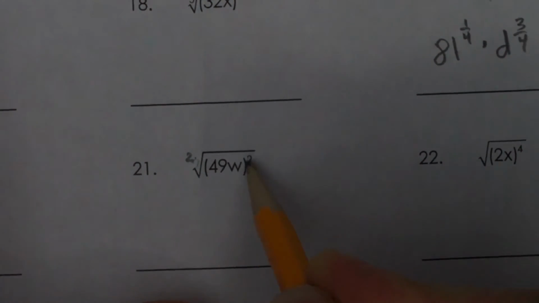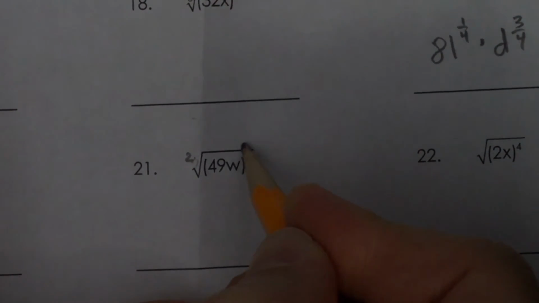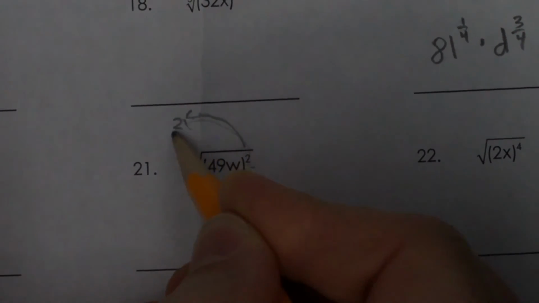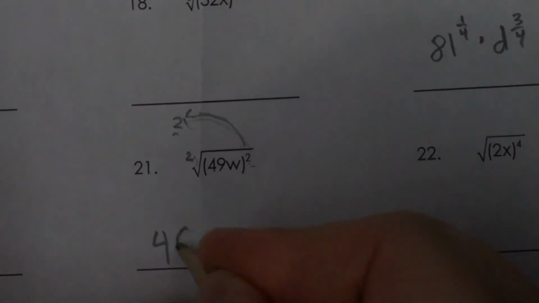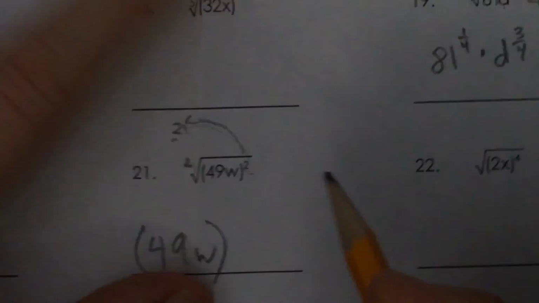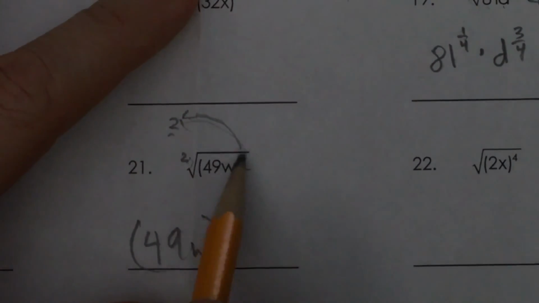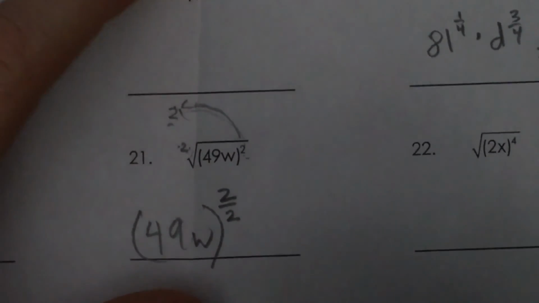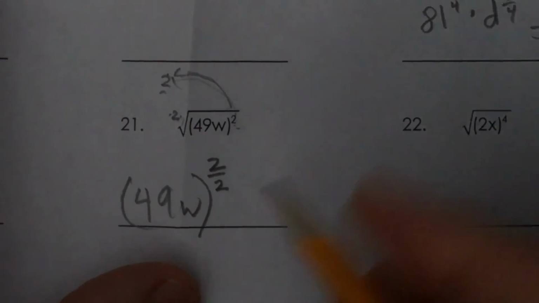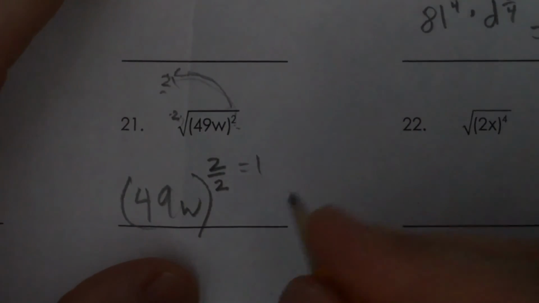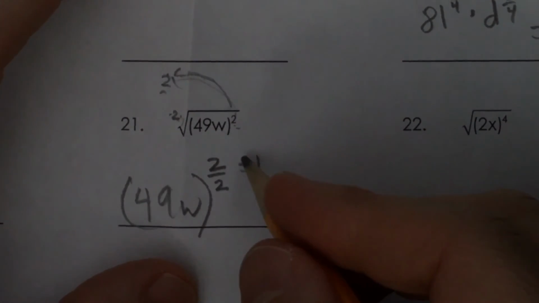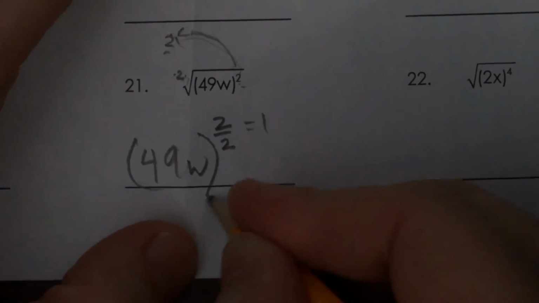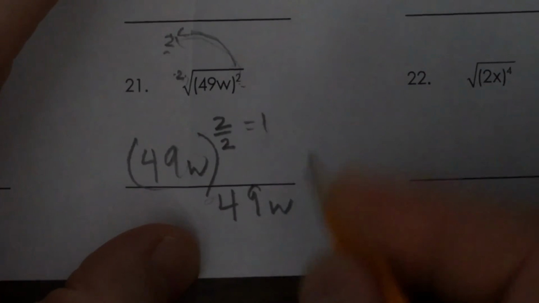And we talked about when you are writing it going back to exponential form, you're picking your tree back up. So this 2 is going to go over here to the top. So when I rewrite it, I have 49w, still in parentheses, and my exponent is 2 over 2. 49w all raised to the 2 over 2 power. Well, what is 2 over 2? 2 over 2 is the same thing as 1. So it's really 49w all raised to the power of 1. And we said earlier, anything raised to the power of 1 is the same thing. So the answer to this is 49w.